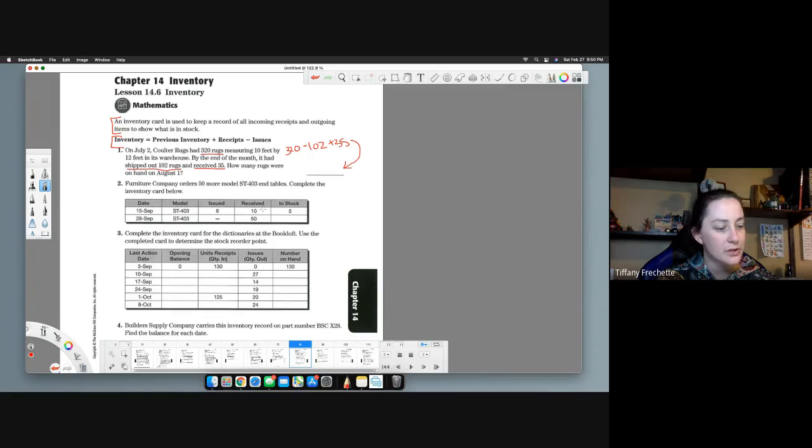So let's look at number 2. All we're doing is filling out the table on this one. A furniture company orders 50 more model ST403 end tables. Complete the inventory card below. So it issued 10 and it issued 6, received 10, and in stock 5. And then on the 28th, it issued none. So nothing was sold on the 28th, but 50 more were in stock. So we just need to calculate how many we have. So we have 50, and it said 50 more. So let's see.